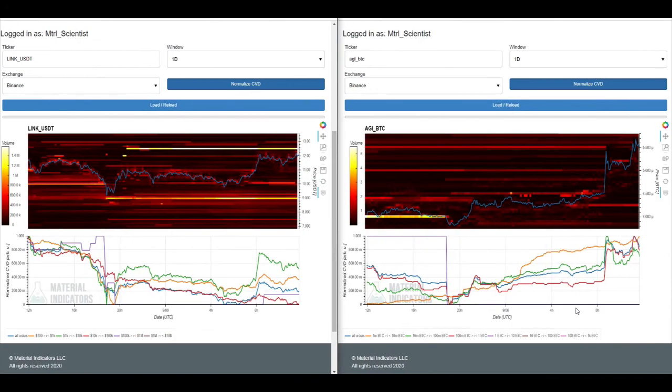Now, some other good examples are Link and AGI. So for Link, we had a support at $10, which was breached, but then another support started showing up at $9, which is around the time that Ethereum bottomed. And this then went up to the resistance here at around 12.50.